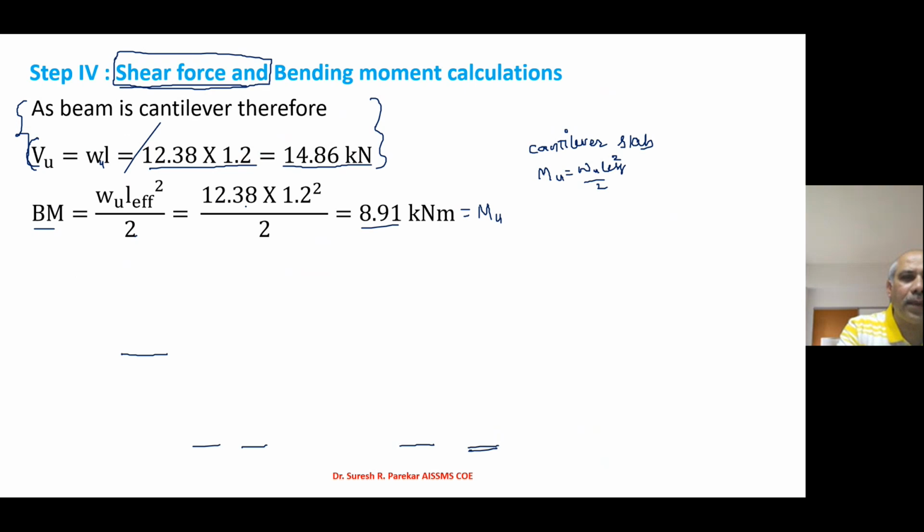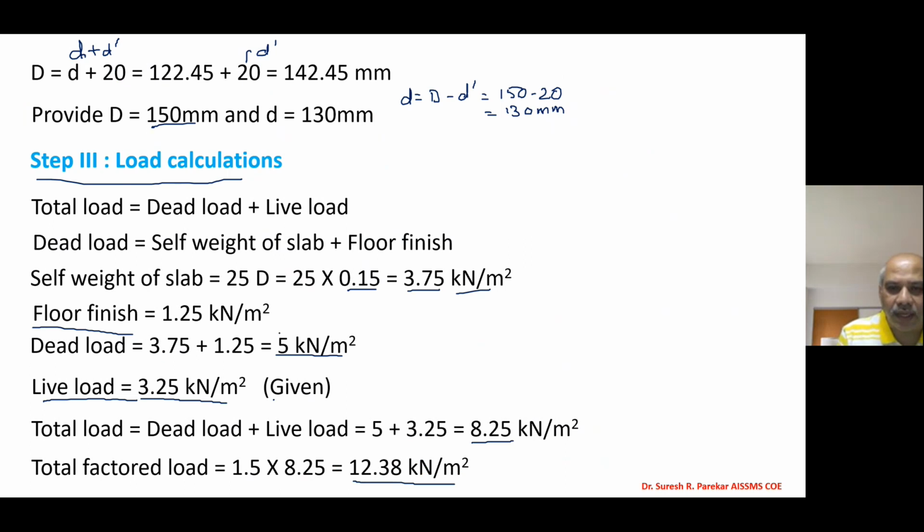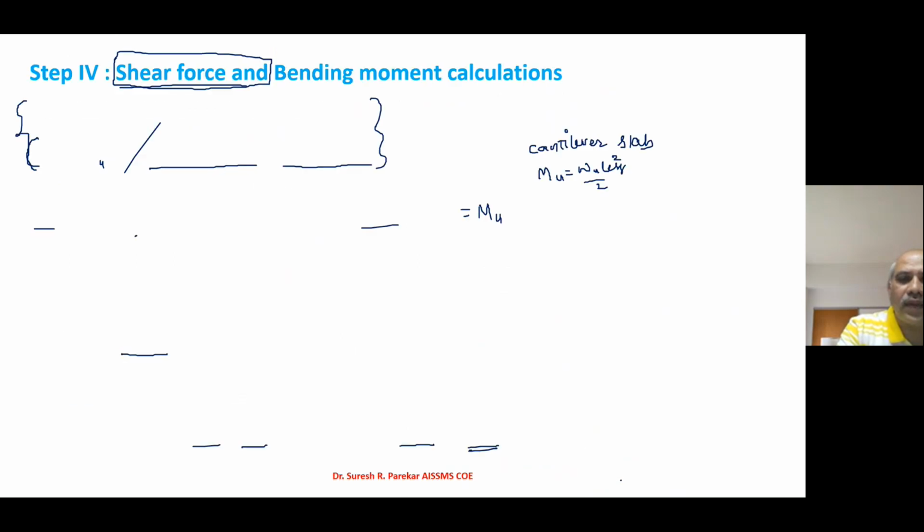So now you have to keep in mind, we have this Wu 12.38. If we go back, here we have 12.38 kilonewton per meter square. Actually, you have to go one step over here: assume unit width of slab. This is actually important, and therefore we have Wu equal to 12.38 kilonewton per meter. That actually you have to add over there. Then we have this value.